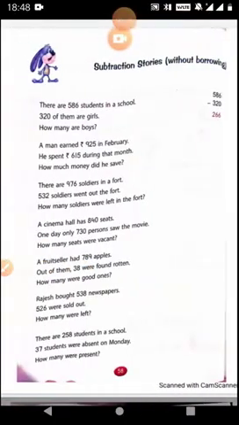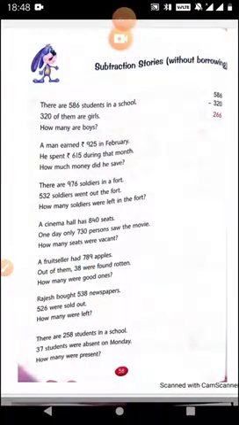Okay. Next is subtraction stories without borrowing. These are the word problems based on subtraction. This may be 2-digit or 3-digit subtraction without borrowing. Now the first example is, there are 586 students in a school. 320 of them are girls. How many are boys?